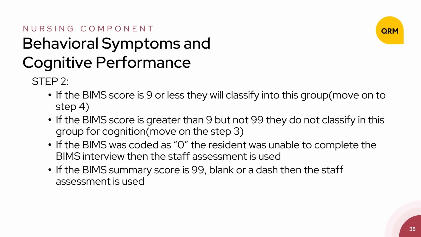Okay. If the BIM score was coded as 0, the resident was unable to complete the BIMS interview, then we're going to use the staff assessment. If the BIM summary score is a 99 or it's blank or dashed, then we will also use the staff assessment.